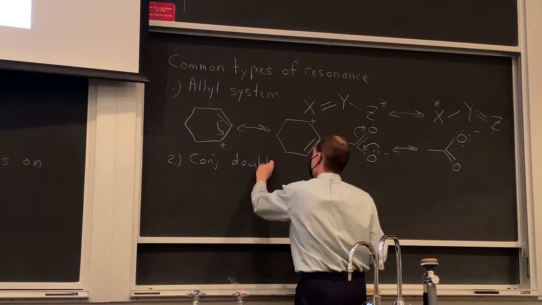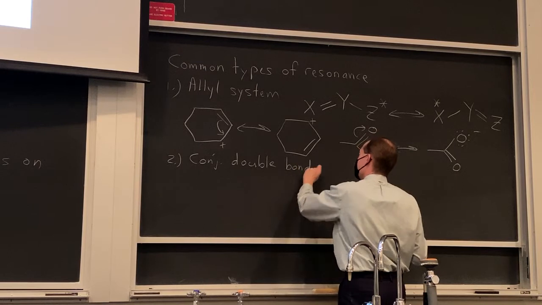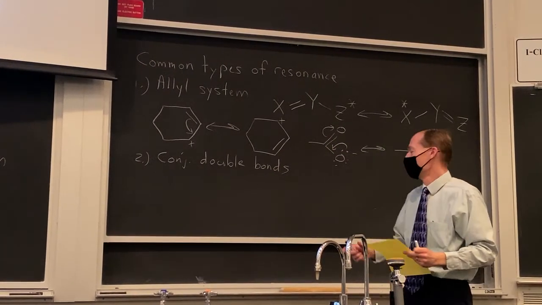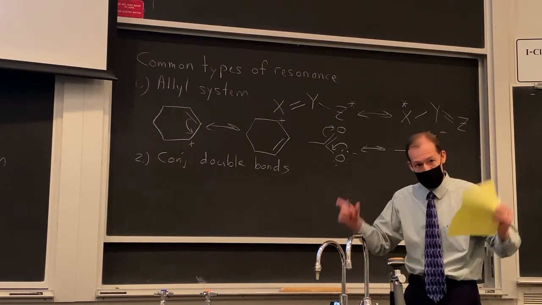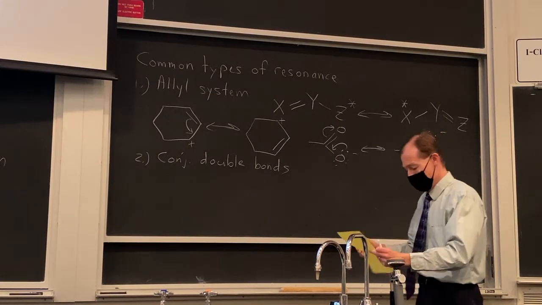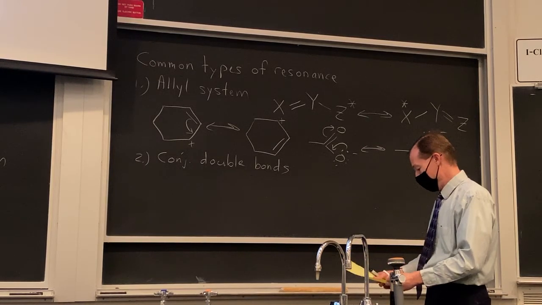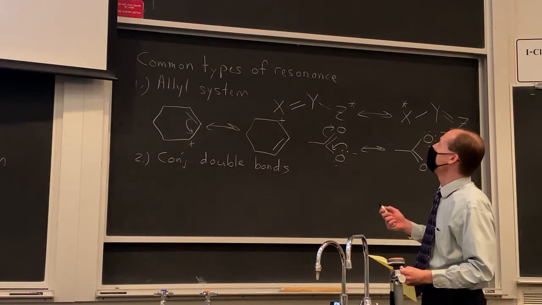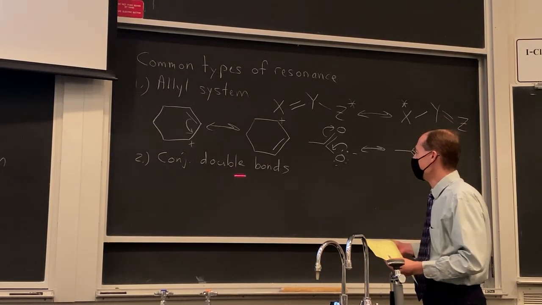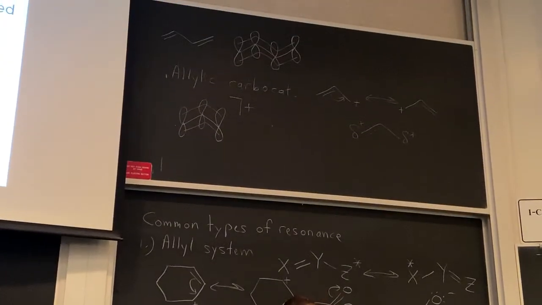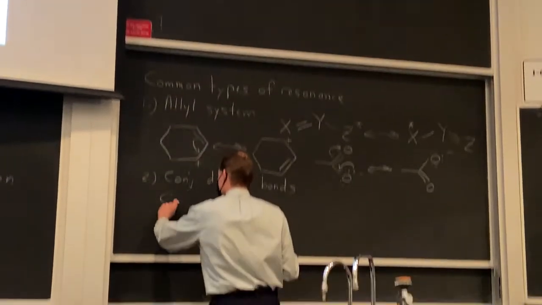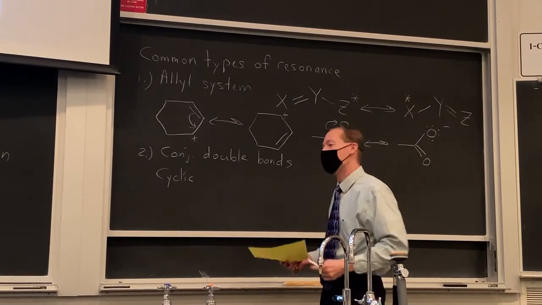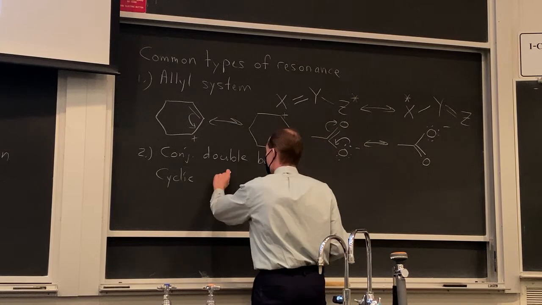So we know what conjugation means. That's where we have just a single carbon-carbon sigma bond connecting two or more double bonds. And we've seen examples of that. We've seen the 1,3-diene. We have that up here on the top of the board. We can have cyclic systems with conjugated double bonds. We're going to study that in our next chapter, chapter 17, when we study benzene and aromaticity.